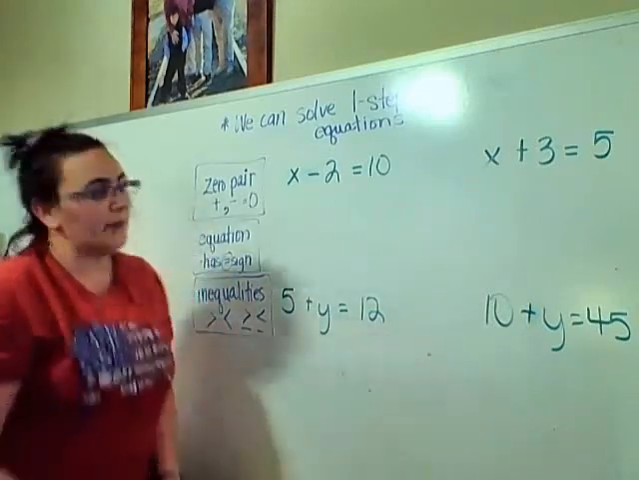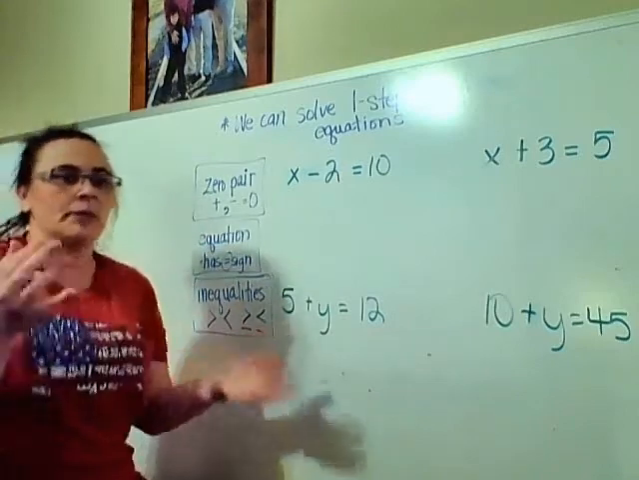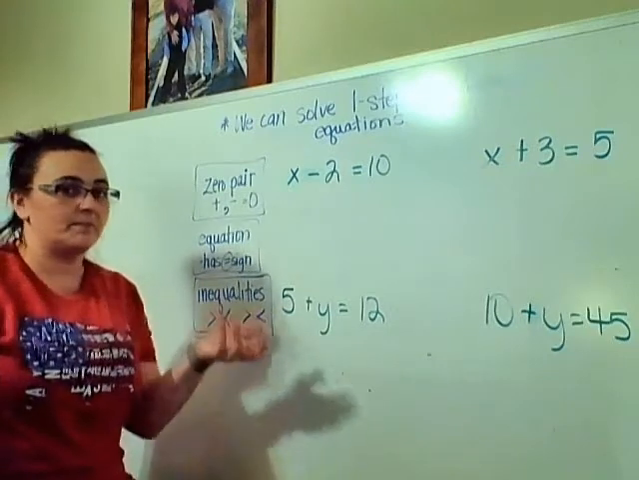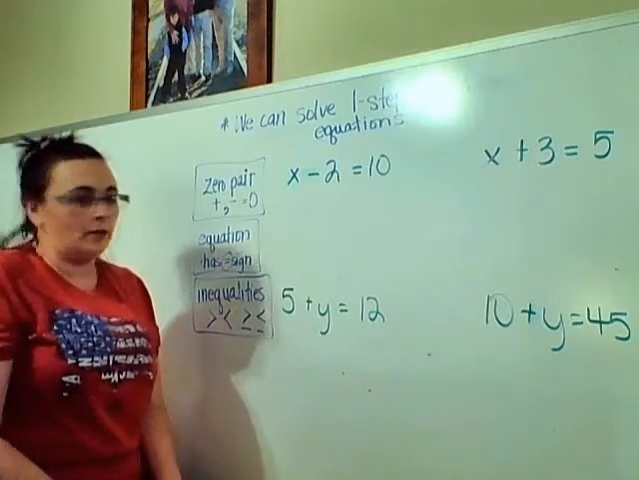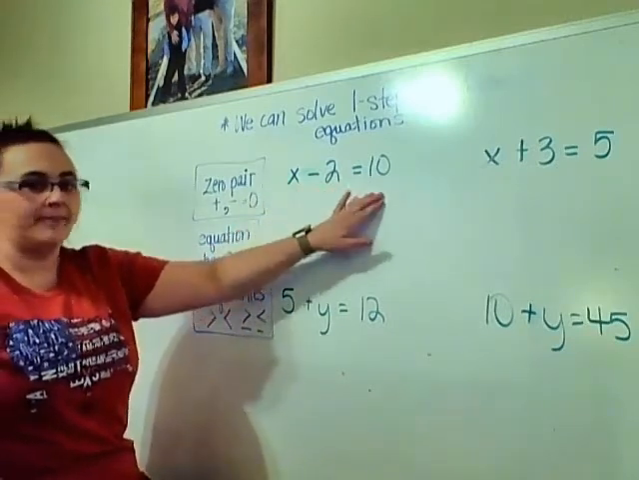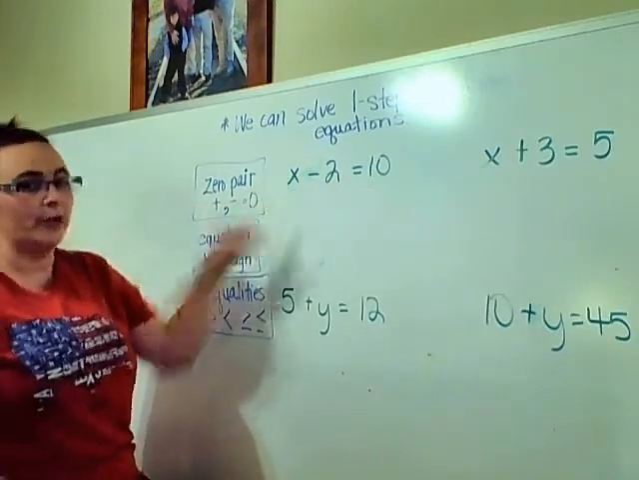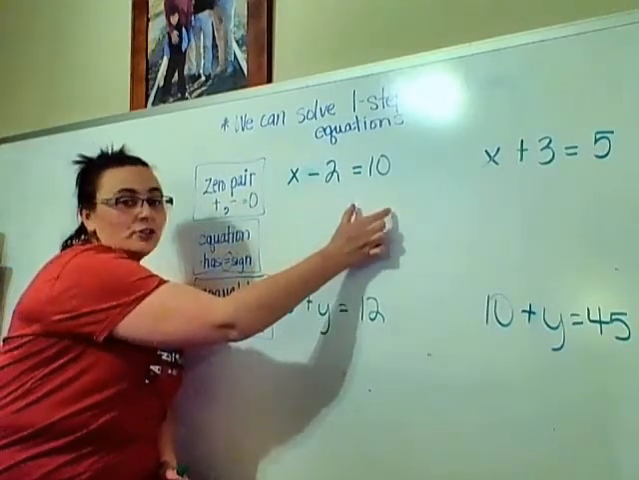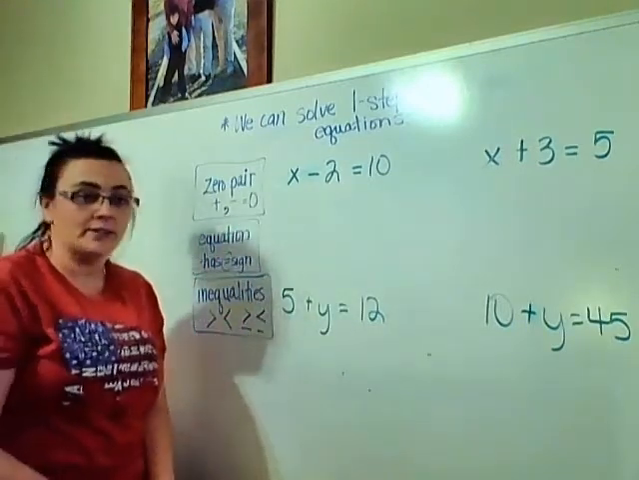When we solve one-step equations, we are trying to get x by itself. And sometimes it's y, sometimes it's n, sometimes it's b. It just depends on what they decide to make it. So we've got x minus 2 equals 10. So I have to think about a zero pair. I need for this to equal 0. But I have to remember, like a fraction, whatever I do on this side of the equation, I have to do over here. So I need to think, what's the opposite of minus?